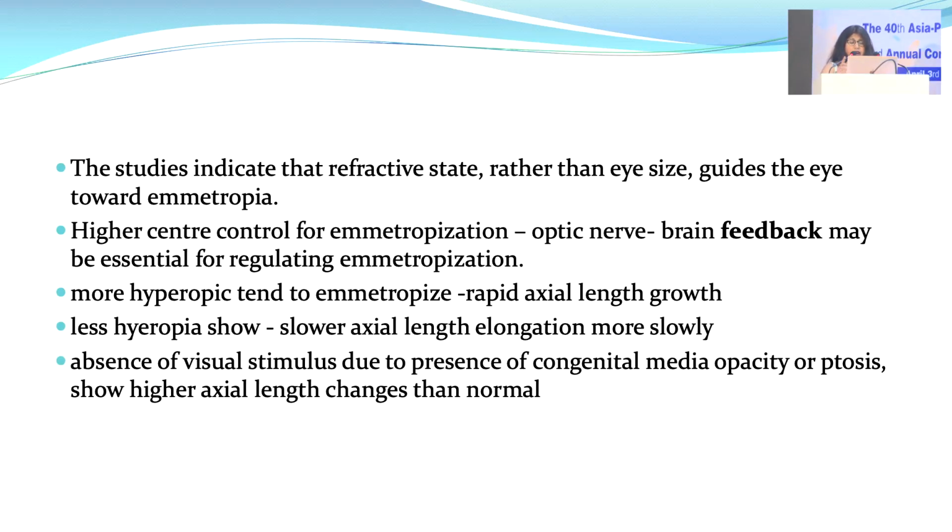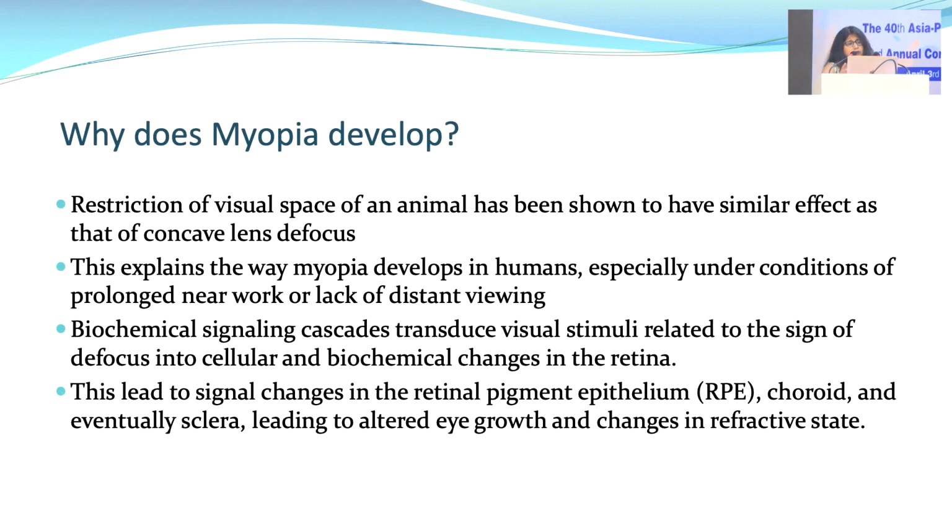The more hyperopic the eye is, the more rapid the axial length elongation. The less hyperopic the eye is, the slower the axial length elongation. So why does myopia develop? Experimental studies have shown that restriction of the visual space of an animal has a similar effect to that of concave lens defocus, which leads to elongation of axial length. And probably this is the way that myopia develops in humans.